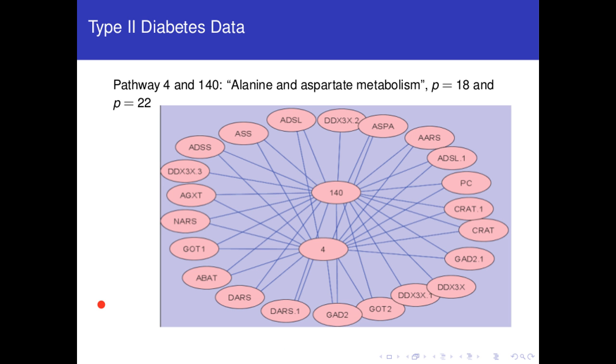So this is one of the pathways, two pathways related to the aspiration pathway. Pathway 4 contains 18 genes, and pathway 140 contains 22 genes. In these pathways, more than 95% of genes overlap with each other.